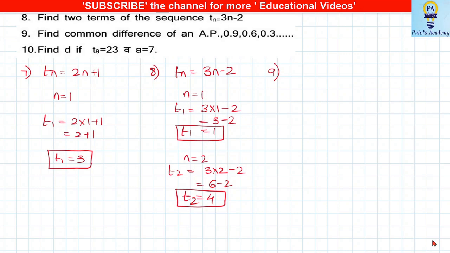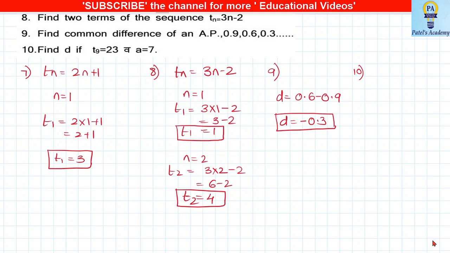To find the common difference, same thing, you can take any two consecutive numbers and subtract right minus left. So I will do 0.6 minus 0.9. So the value of d is minus 0.3. Yes, they have already given it as an AP, so no need to check.